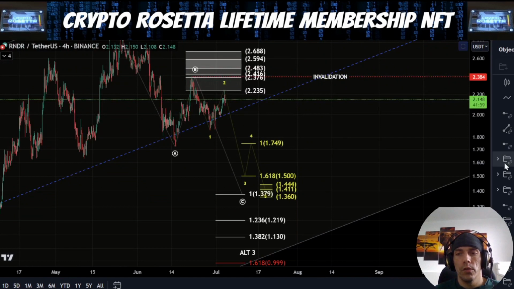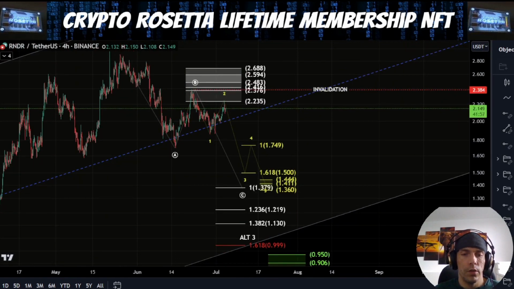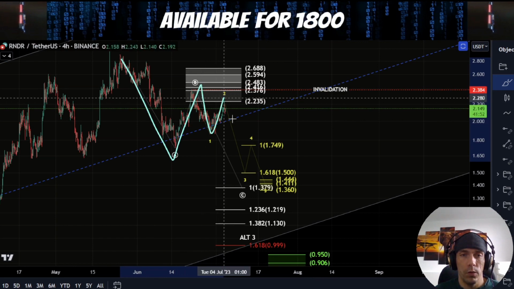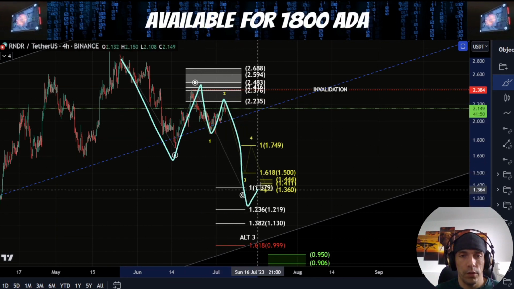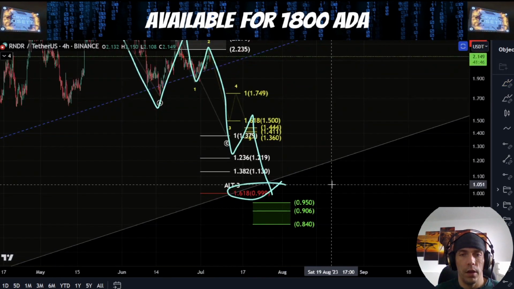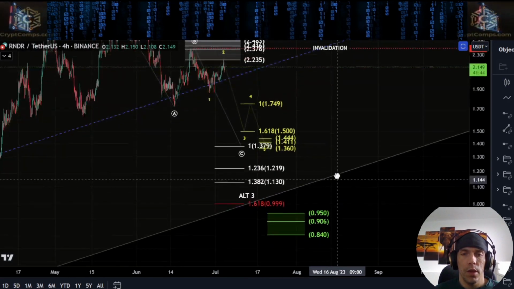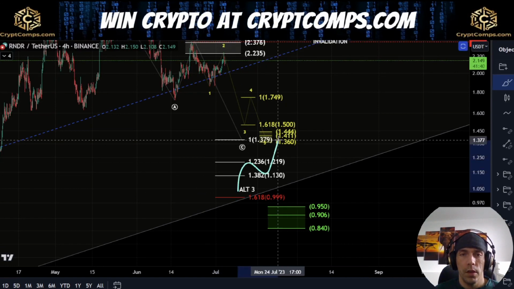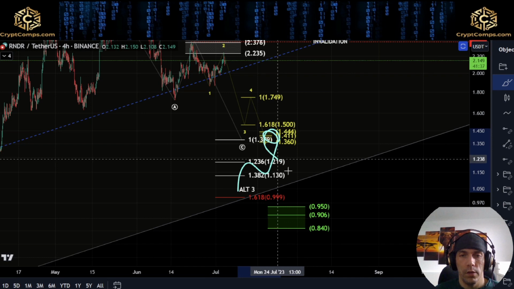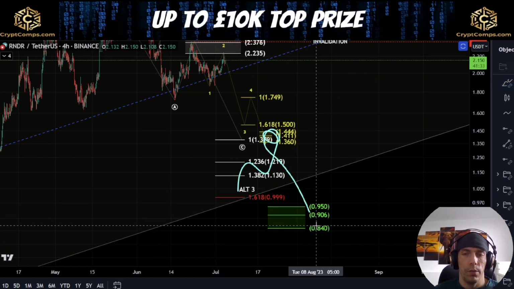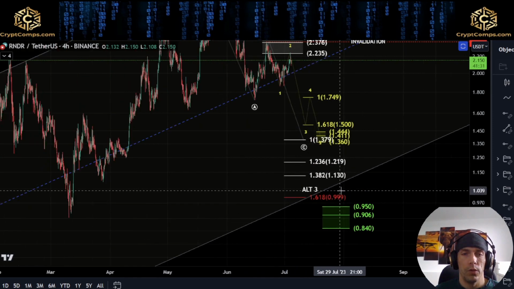What we need to be cautious of, however, is that if we do see this structure develop in this way, where this is A, B, and then we get 1, 2, 3, and this 3rd wave starts to extend, and we get a 4th and a 5th, and we actually move down towards this 99-cent region, we need to be very careful that we don't develop an additional 4th and 5th here, where we could see an additional 4th up towards this 137 level before looking for continuation down towards this 95-cent to 84-cent region.